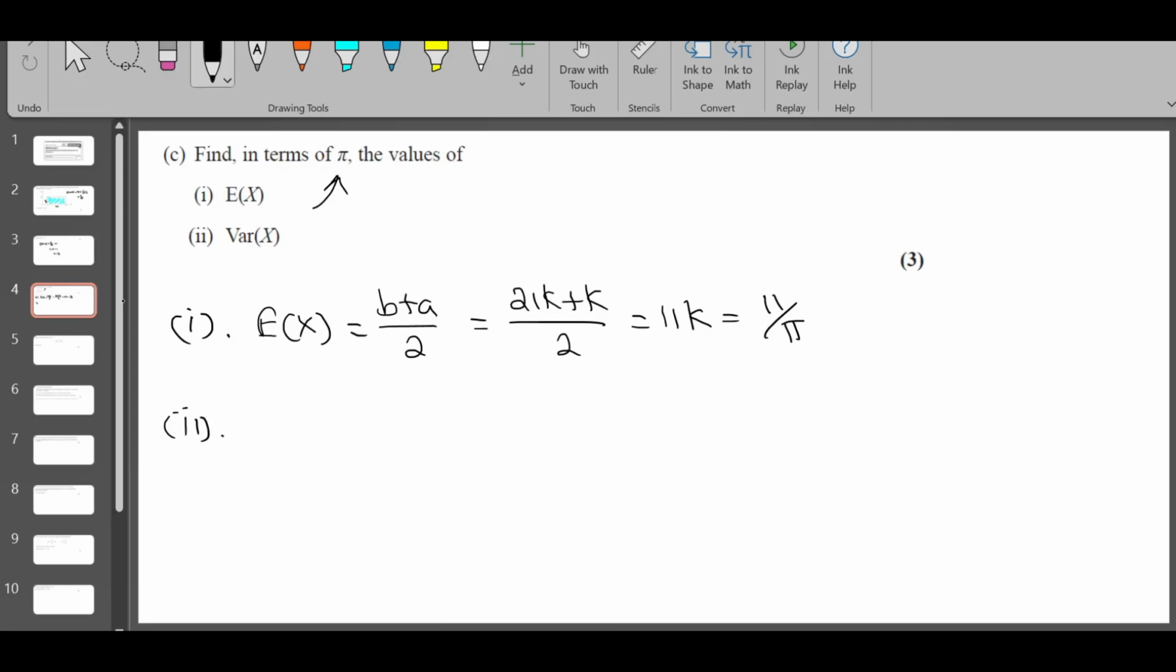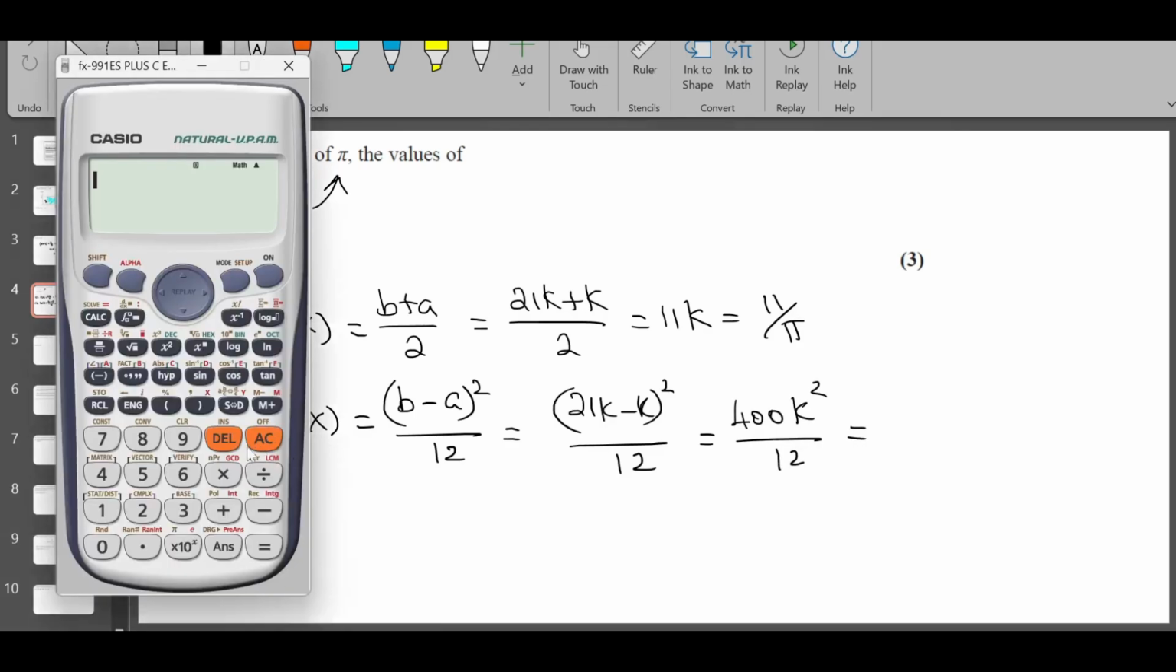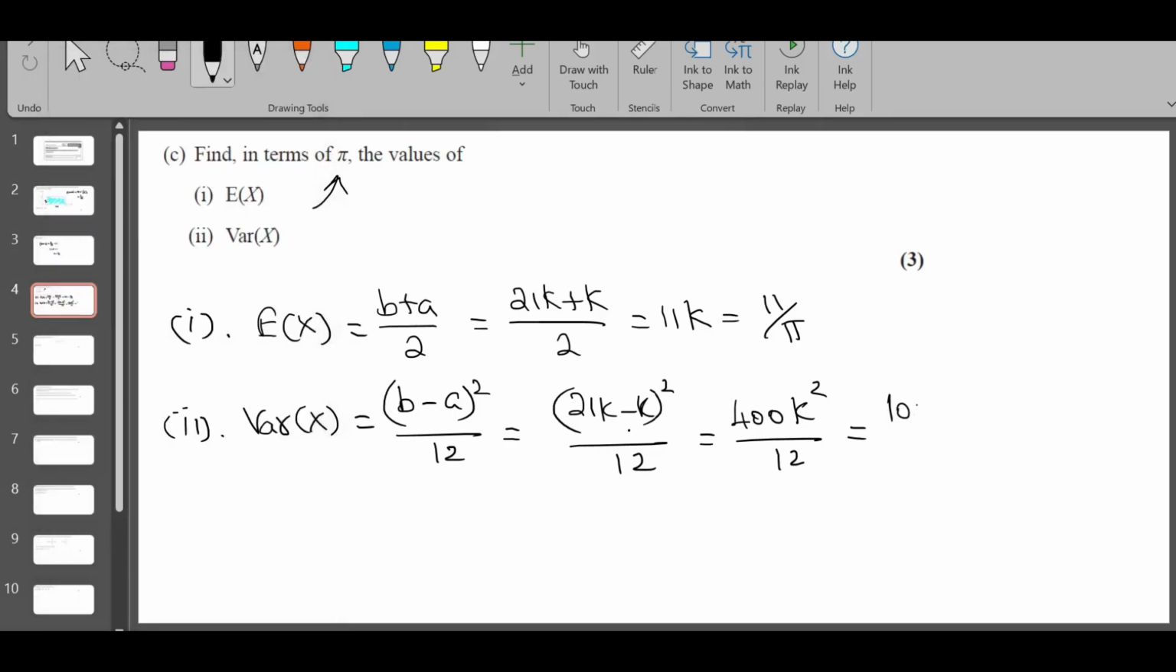There is another formula for variance of x. The formula is b minus a whole square over 12. So 21k minus k whole square over 12, which is 20k whole square. 20 square is 400k square over 12. So 400 over 12 is 100 over 3 times k square. So you will get 100 over 3 pi square. That's all. Let's look at part D.